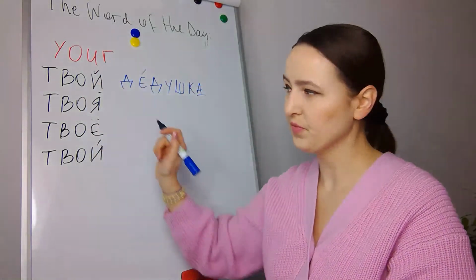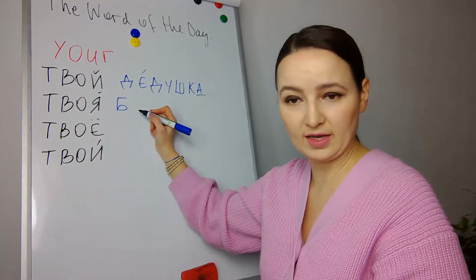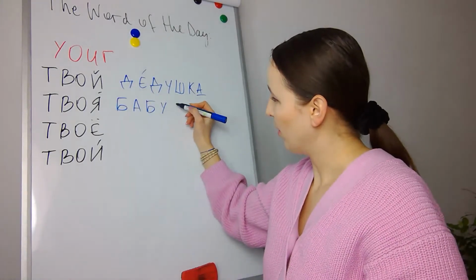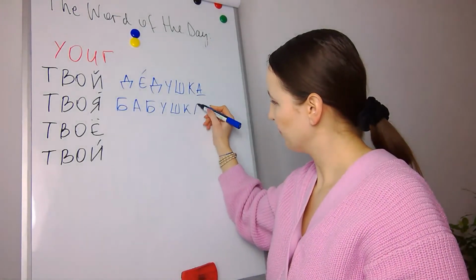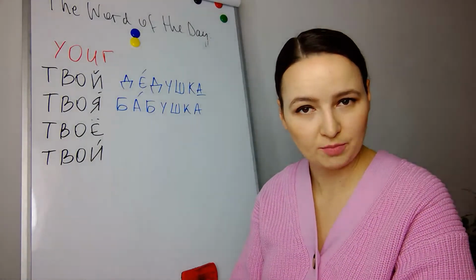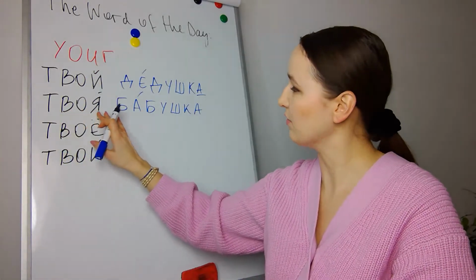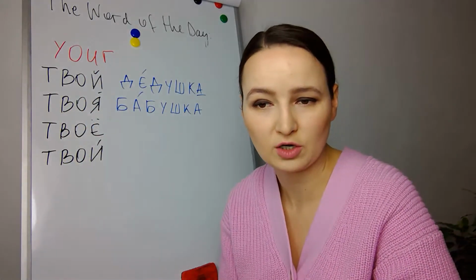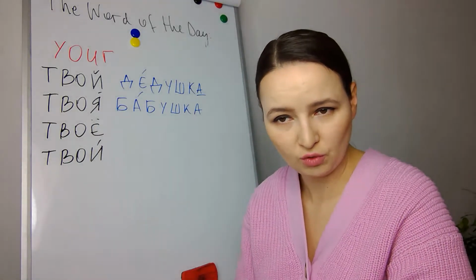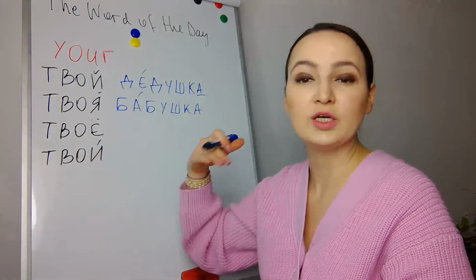Твой дедушка. Твоя бабушка. Your grandmother. Твоя is your in feminine. Or you wrote твоя дочь, your daughter. It's feminine as well. Now let's continue with neuter.